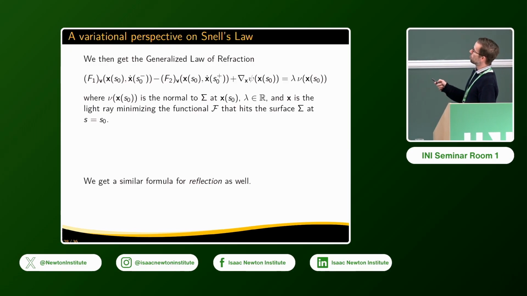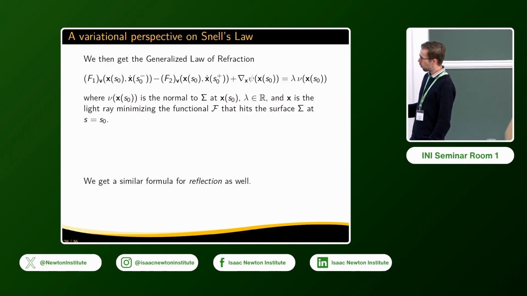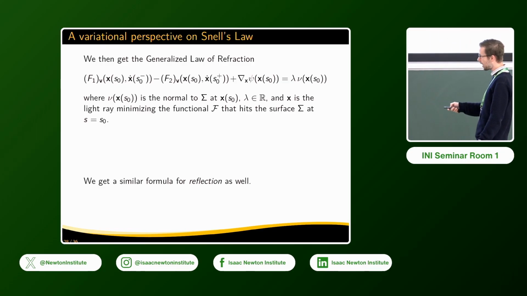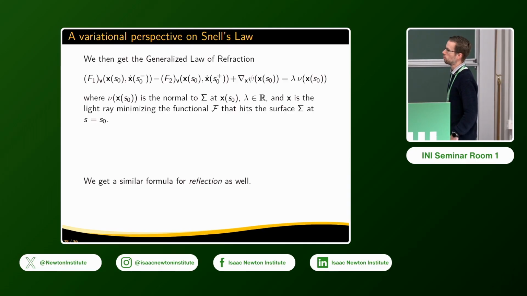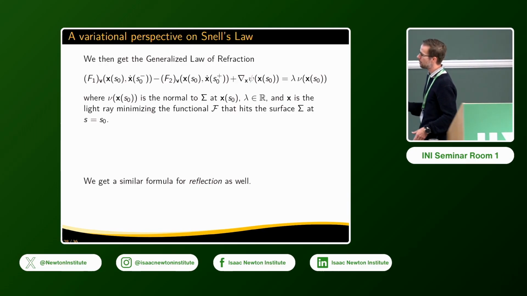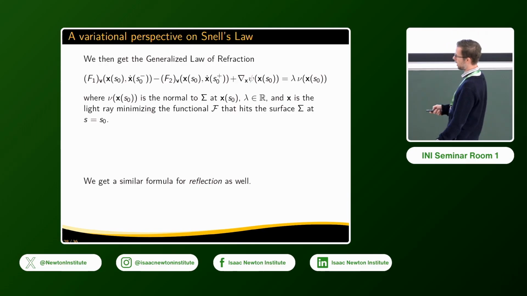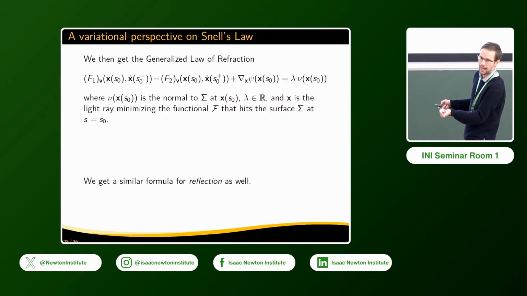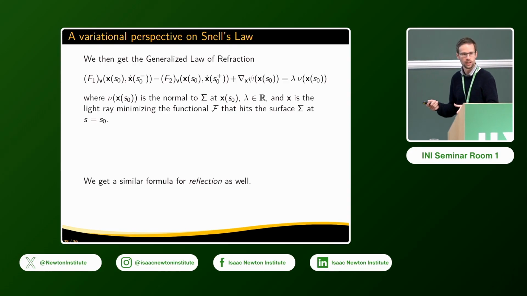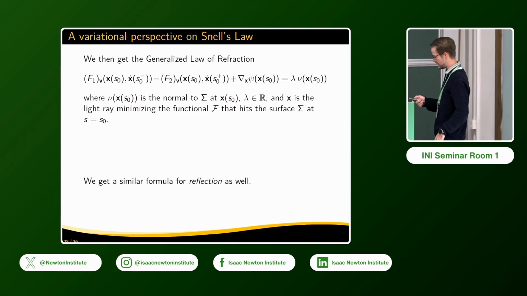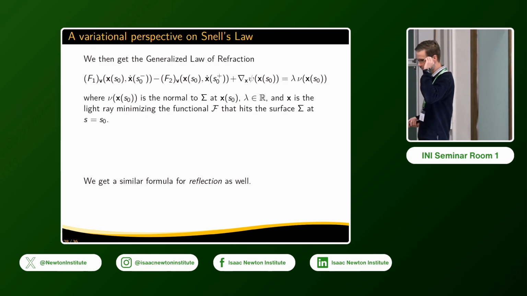Okay, so this was refraction, because I have one ray starting in here going to the second material. We can do a similar setup for reflection as well. You have to change things a little bit because your first ray will strike the surface and then go back to the first material. The setup is similar, but you have to tweak the admissible class of functions a little bit, but we can do something similar for reflection as well.